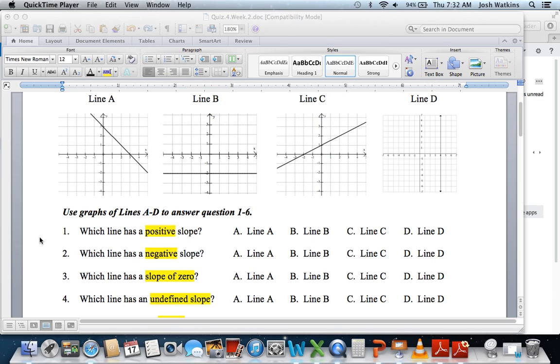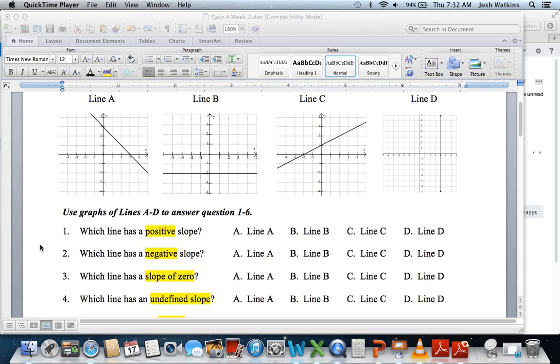So number 1 says, which line has a positive slope? Number 2, which line has a negative slope? A negative slope. Out of line A, B, C, and D, which one has a negative slope?